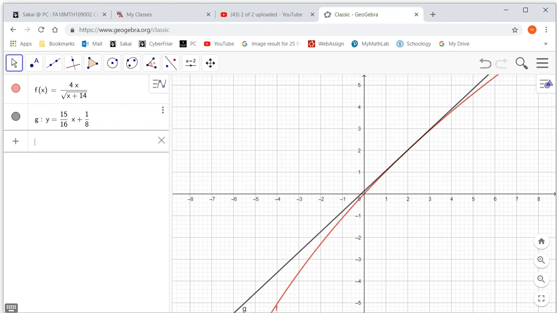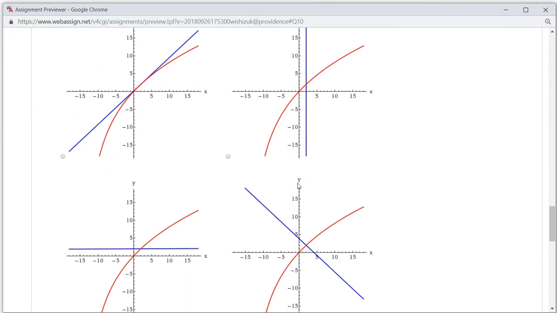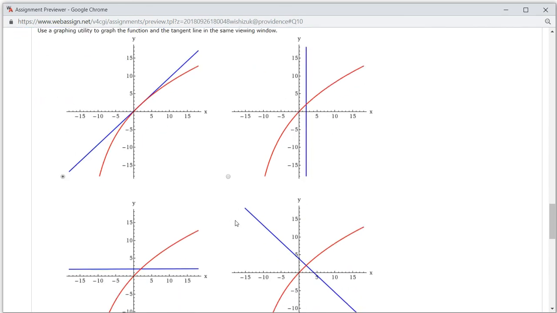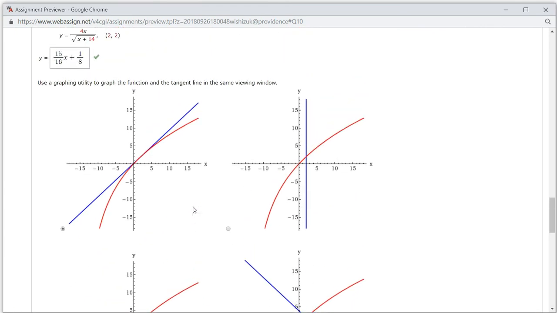Let's see if we can find the matching picture here. The first one looks okay, the second one is way off, the third one is not even tangent, and the fourth one is very bad, so it's not even tangent. So this is the only reasonable picture here. Let's check the answer. I came back and it looks like we got the picture correctly as well. That's it. I hope that this was clear.